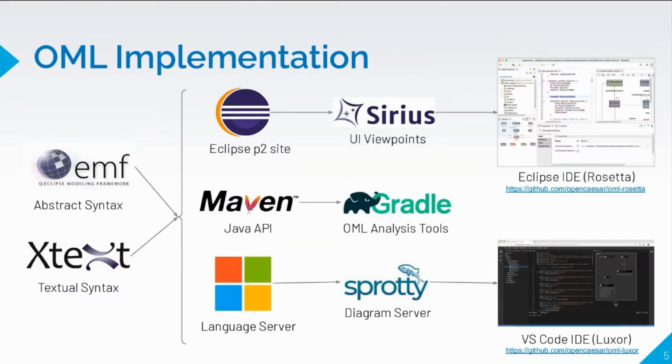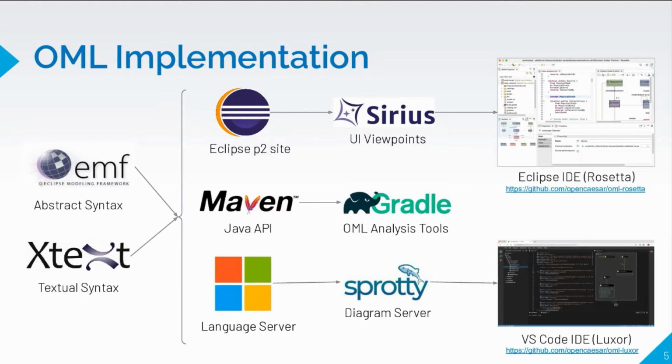Okay, so how is OML implemented? We provide an EMF-based implementation of OML. There's a metamodel, but there's also a textual syntax, which is the main user-facing syntax to create OML models. Besides the textual syntax, there is also XMI, the regular XMI, and also a JSON representation, and the Java API.